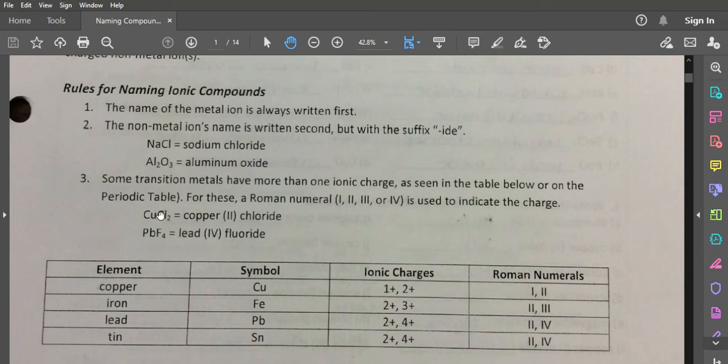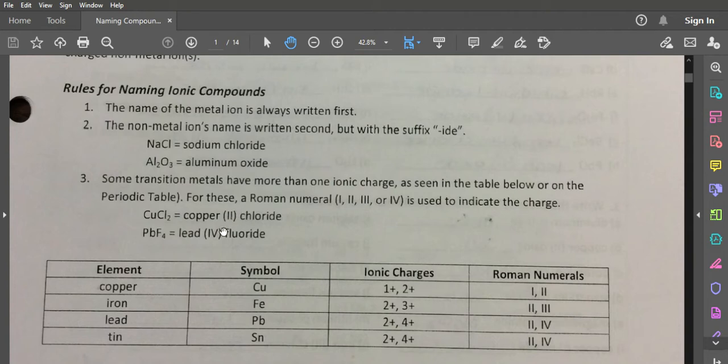So we'll learn about it in a second. It's called the crisscross rule. But there's nothing behind this copper, right? So you're probably wondering why I chose a 2. But this 2 did originally belong to the charge of copper. So this 4, when we're looking at lead, belonged to the lead, and that's how we got lead 4 fluoride.